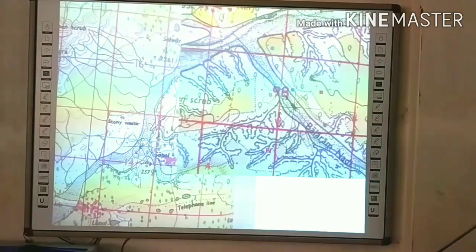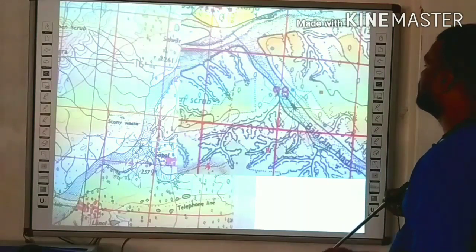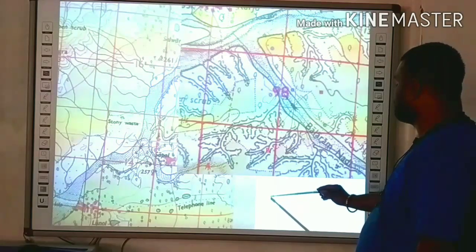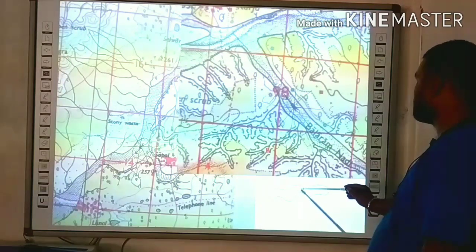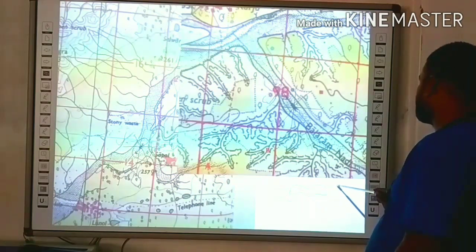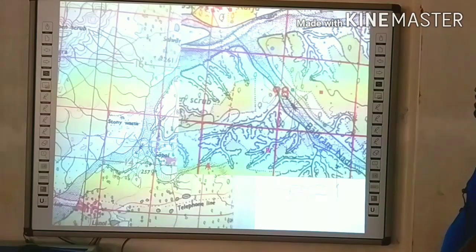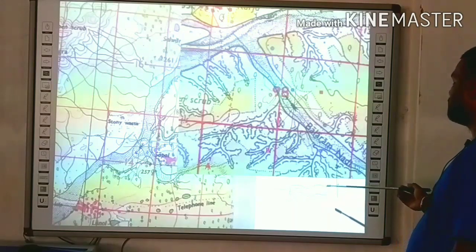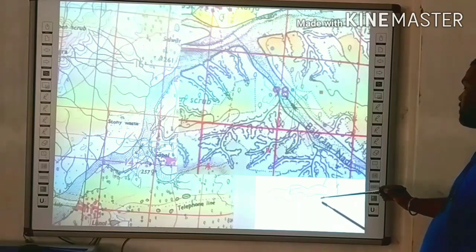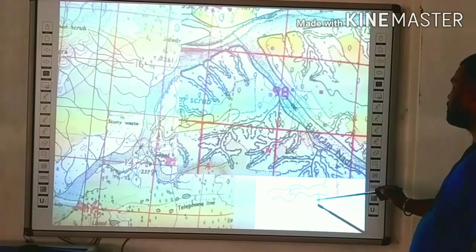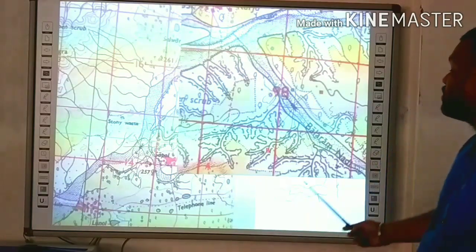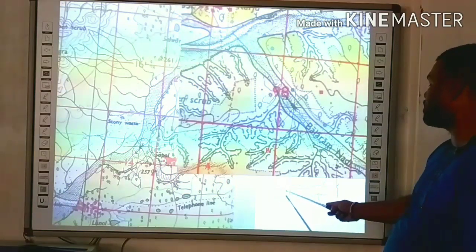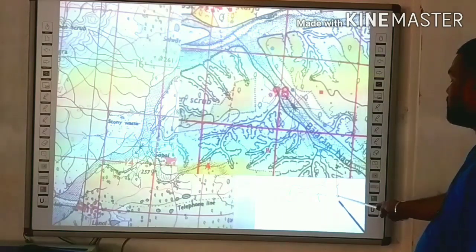Now let us see how to find the right bank and left bank of a river. Say this is a river I have drawn here, and this is the arrow mark which indicates the direction. Here I am standing facing the river. So which one will be my left and which one will be my right hand side bank? On my right it will be the right bank, on my left it will be the left bank.